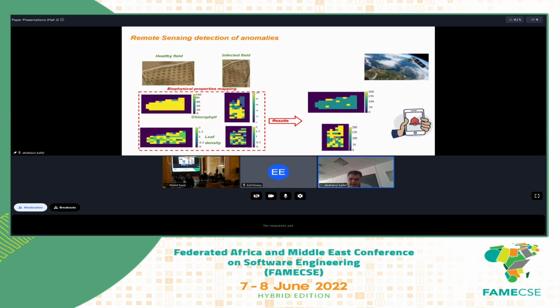And we can see that for the healthy field, we have just a few isolated pixels assumed infected, perhaps sensor noise or something like that. And for the infected field, we see that many pixels are assumed infected. So we can confirm that our model works through our developed application.